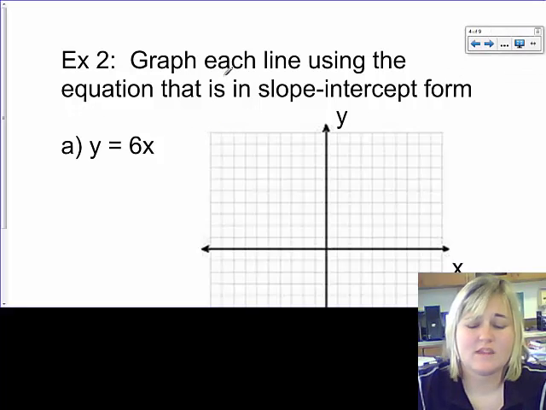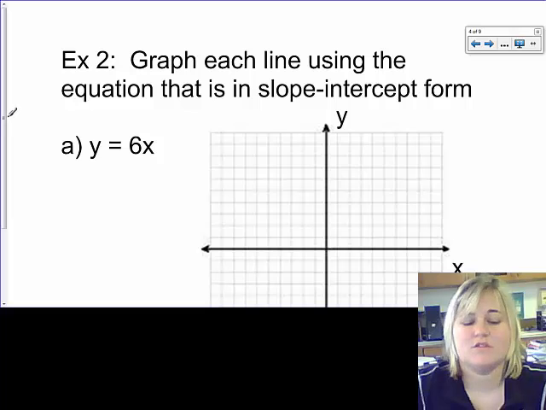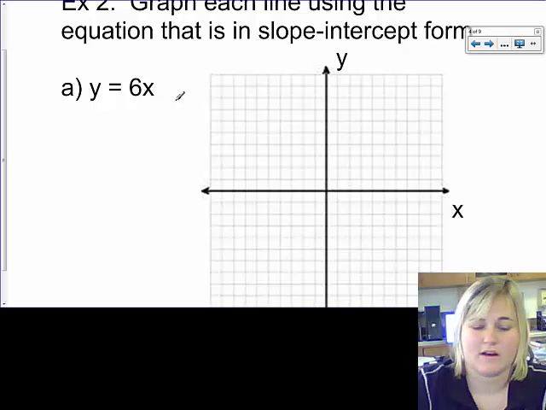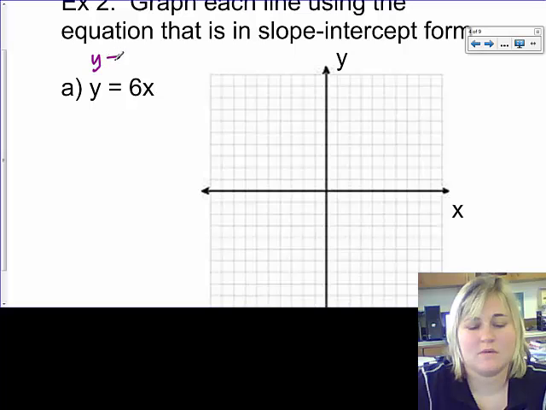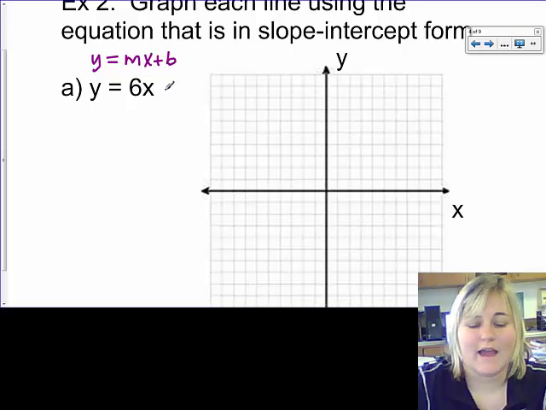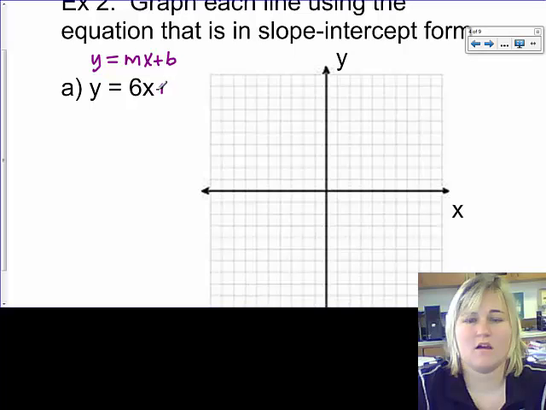It says to graph each line using the equation that is in slope-intercept form. So on A, this is in slope-intercept form, but we're not seeing something right now. So I'm going to write my original form up above it, which is y equals mx plus b. And I can see that m is 6. My slope is 6. But I don't see what my y-intercept is. Whenever I don't see it, I can always add an understood plus 0 there, because I'm not going to change the value of anything if I add 0 to it. So I'm going to write that there to help me graph.